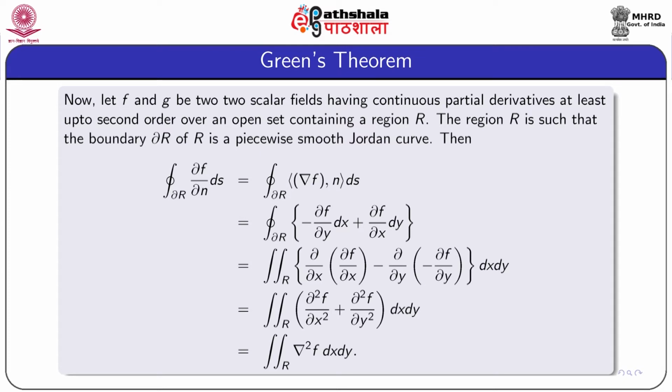Now, let f and g be two scalar fields having continuous partial derivatives at least up to second order over an open set containing a region R. We further assume that the region R is such that the boundary ∂R of R is a piecewise smooth curve. Then, the line integral over ∂R of ∂f/∂n ds equals the line integral over ∂R of the inner product of grad f and n ds. Putting in the values, after a little calculation, this equals the double integral over the region R of nabla squared f dx dy.